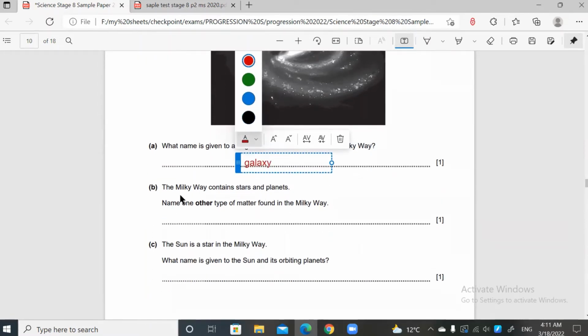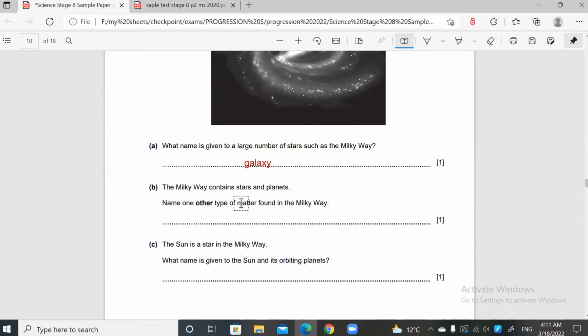Question B: the Milky Way contains stars and planets. Name one other type of matter found in the Milky Way. Besides stars, another material found inside the Milky Way is dust and gases. You can check the answer from the mark scheme after we finish part C.